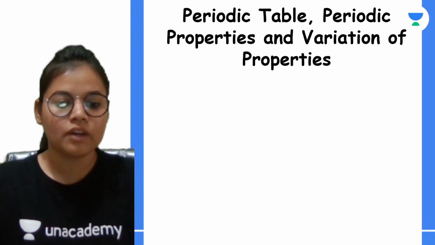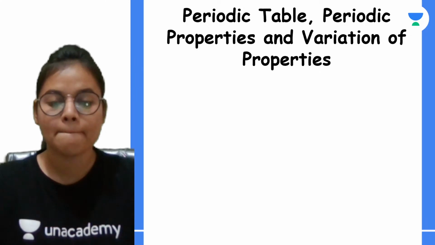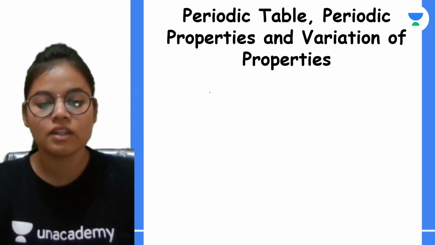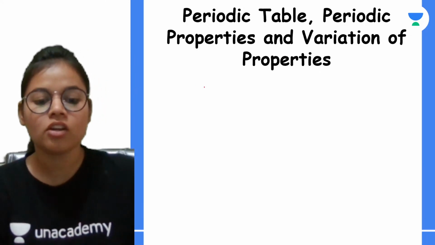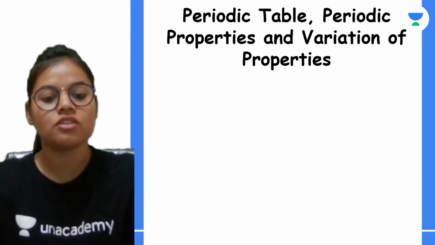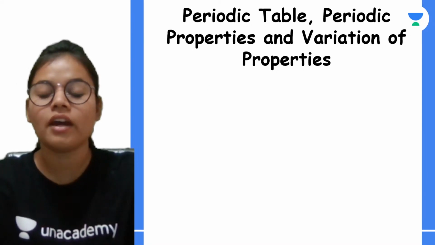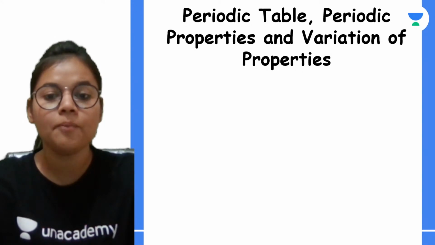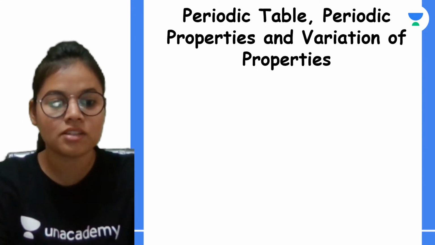Alright, so the very first thing or the very first unit, it is periodic table, periodic properties and variation of properties. तो ये जो है हमारा first unit है, okay, for grade 10 chemistry.